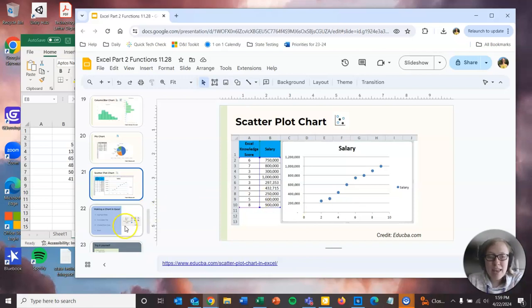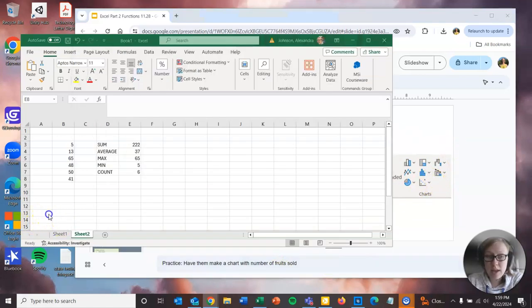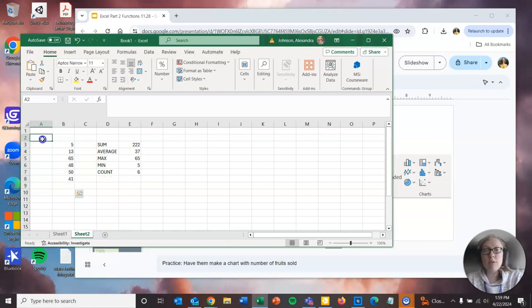Here's how you make charts in Excel. You highlight the data, you go to the Insert tab, you choose a chart type that's over here, and then you click. So I'm going to go ahead and make a chart, and I'm going to pretend these are different fruits that I've sold. So I'm back on my fruit stand. I'm going to pause this while I type all these out. So I'll see you in a sec.